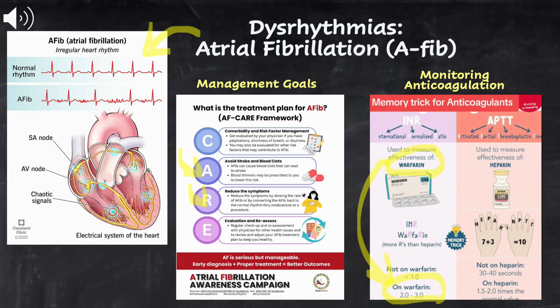Because of this, management focuses on two main goals: rate control to maintain adequate cardiac output and stroke prevention to reduce the risk of embolic events. The medication section highlights diltiazem, which is commonly used to slow AV node conduction and control the ventricular rate. Slowing the heart rate allows more time for ventricular filling and improves perfusion.